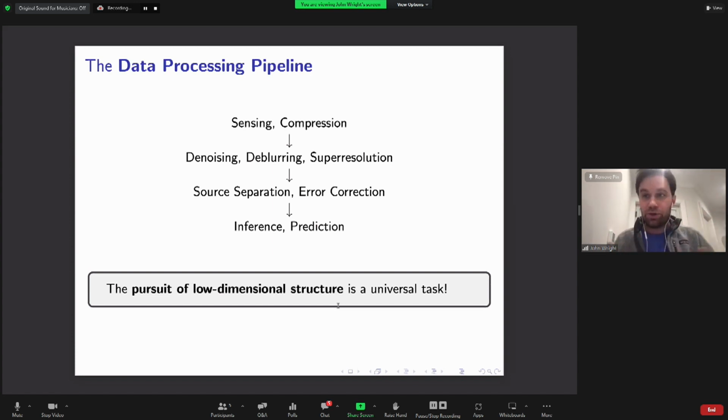And so what we'll try to argue through this tutorial is that this pursuit of low dimensionality, of structure in signals, structure in data, structure in networks, is actually a universal task in data processing, right? Anytime we're doing something statistically sensible in high dimensions, we're using some kind of low dimensional structure. And so a lot of our task here is going to be to make some of those models explicit, understand how we can derive and apply them correctly, and then understand how to compute efficiently with them at large scale.